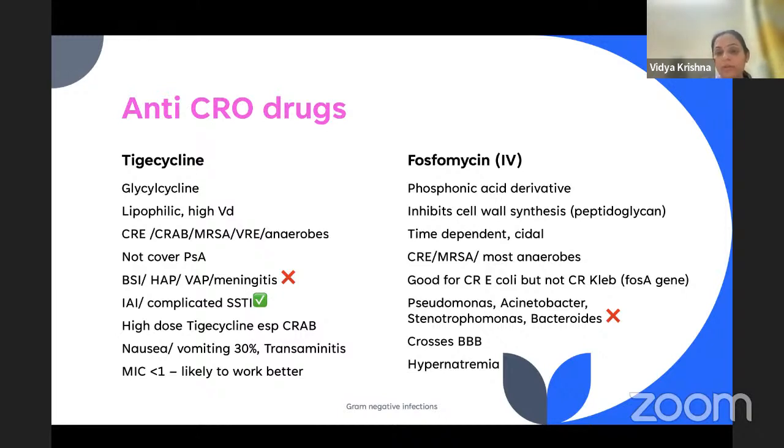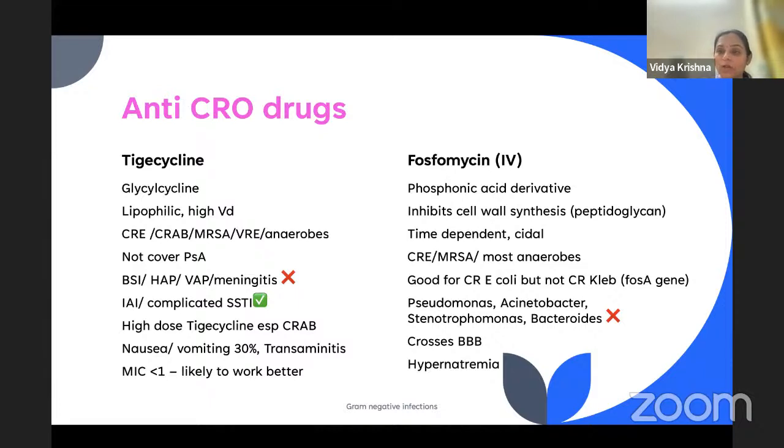Okay. So Pseudomonas, Acinetobacter, Stenotrophomonas, Bacteroides, all these do not get covered by fosfomycin. So again, important to remember, you cannot use it as a single upfront agent if your unit has a lot of problems with both CRE as well as, say, Acinetobacter.